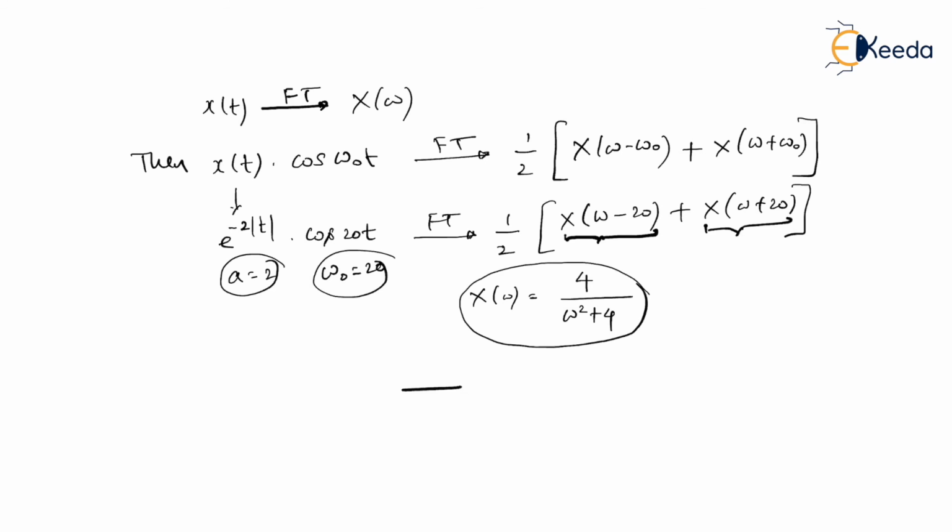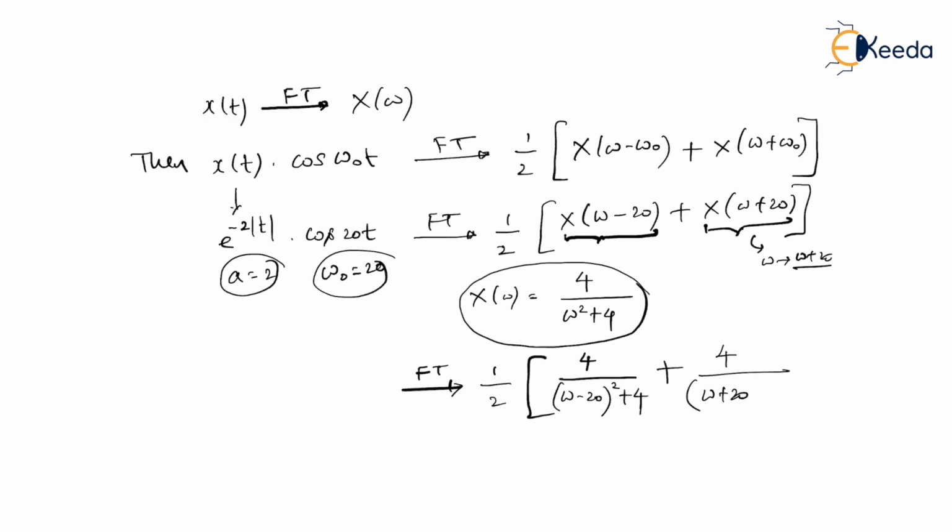And now we can write the final answer as: the Fourier transform for the given function is 1 by 2. So X of omega minus 20 is obtained by replacing omega with omega minus 20 in X of omega. We get 4 upon omega minus 20 whole square plus 4, plus, here replace omega with omega plus 20. So what I'm supposed to get is 4 upon omega plus 20 whole square plus 4. So this is our final answer.